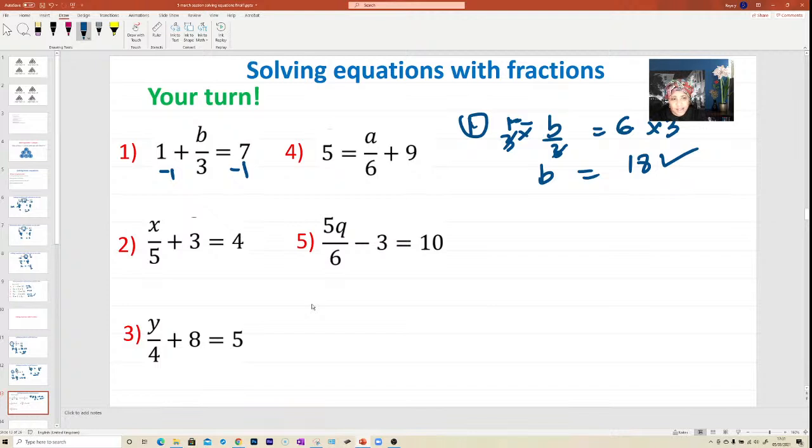Right, so that's for number 1. For number 2, we got x over 5 plus 3 equals 4. So we're going to take away 3 on both sides, okay? So that means we're going to have x over 5 equals 1. And therefore, if you multiply by 5 on both sides, we have x equals 5. Okay, so I'm going to get rid of this, guys.